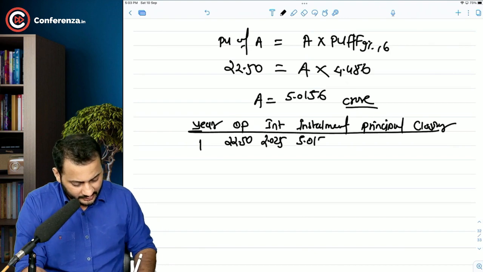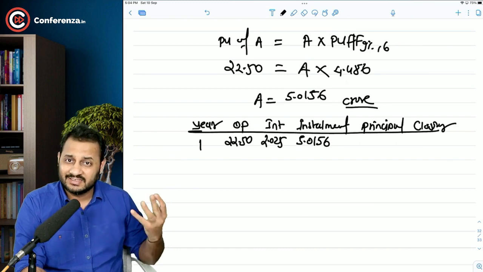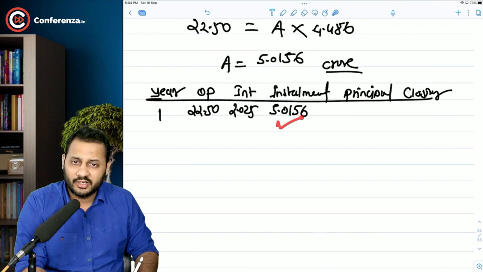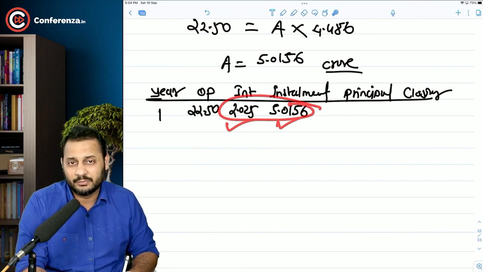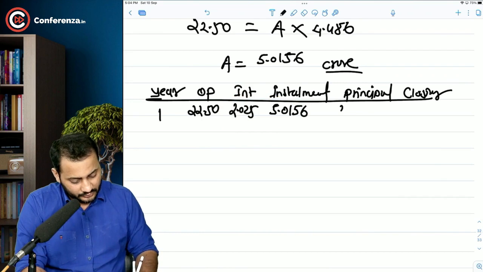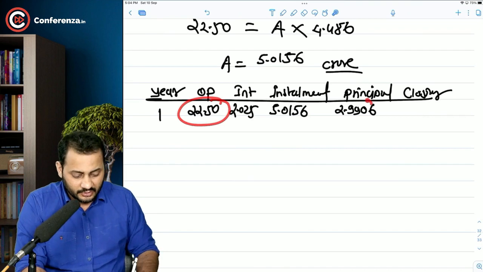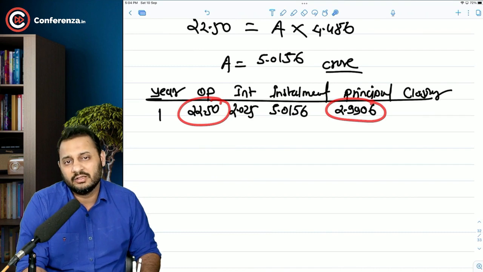Try to understand. I think you have done it in the CA Intermediate class, and you can do it on an Excel sheet as well in your real life. So how much installment have you paid for the first year? 5.0156. How much was the interest out of that? 2.025. The difference between these two is the principal payment. So 5.0156 minus 2.025 comes to 2.9906. So the principal in the beginning was this, the principal that you have repaid is this, and the balance of these two items will be the closing loan.